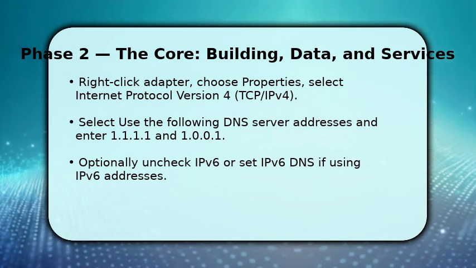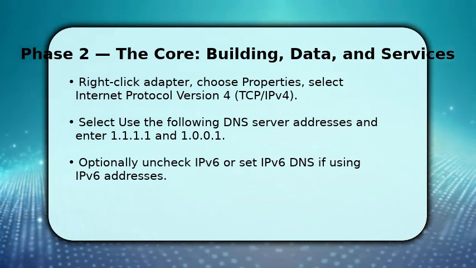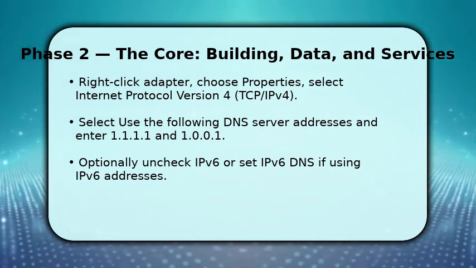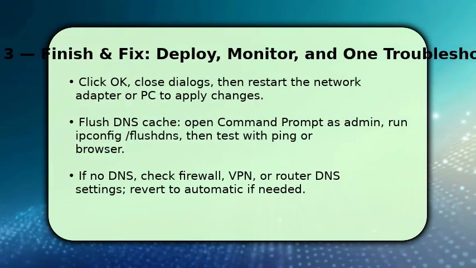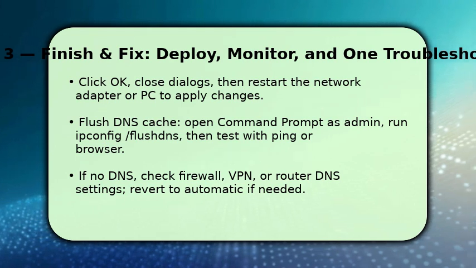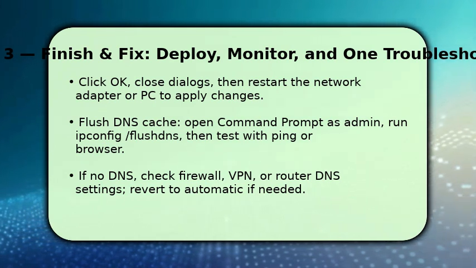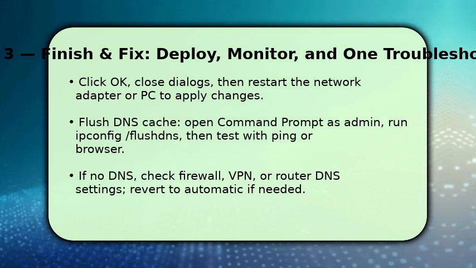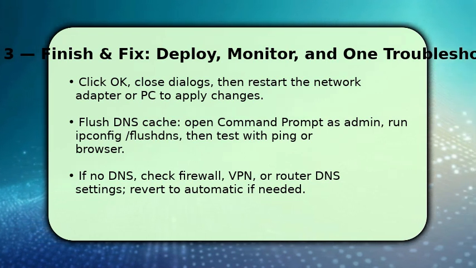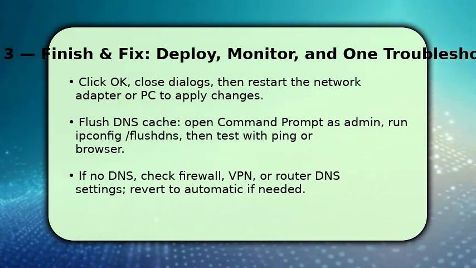If your network uses IPv6, make the analogous change under IPv6. If not, leave IPv6 unchanged to avoid conflict. Once you apply settings, restart the adapter or the PC so Windows uses the new DNS. Then open an elevated command prompt and run ipconfig /flushdns to clear cached records. This forces fresh lookups via 1.1.1.1. Test by pinging a domain or loading websites.